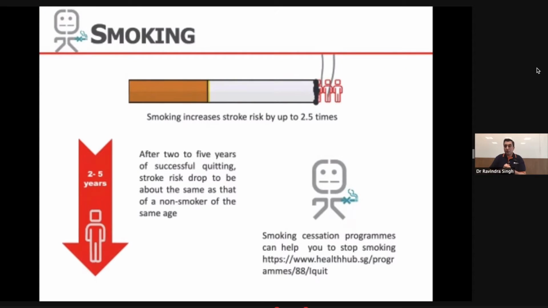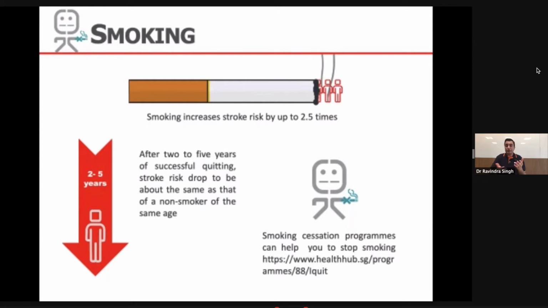Smoking. Smoking increases stroke risk by 2.5 times. I call smoking a killer stick. I don't see any benefit of smoking. Smoking can cause cancer, and can increase the risk of stroke as well. After 2 to 5 years of successful quitting, stroke risk drops to about the same as that of a non-smoker.